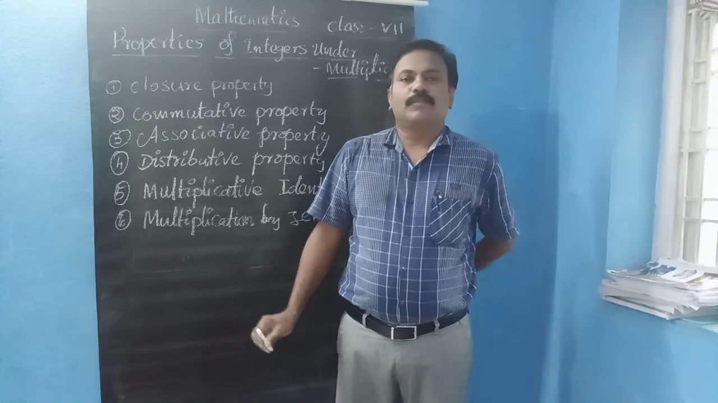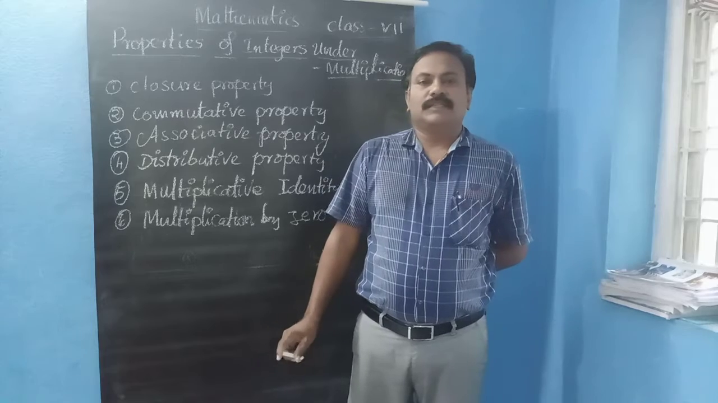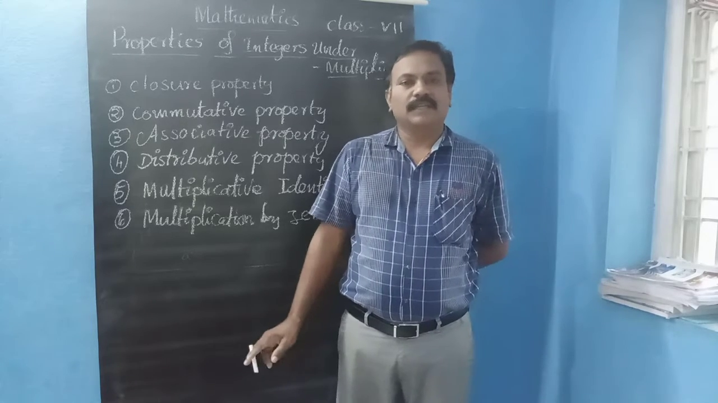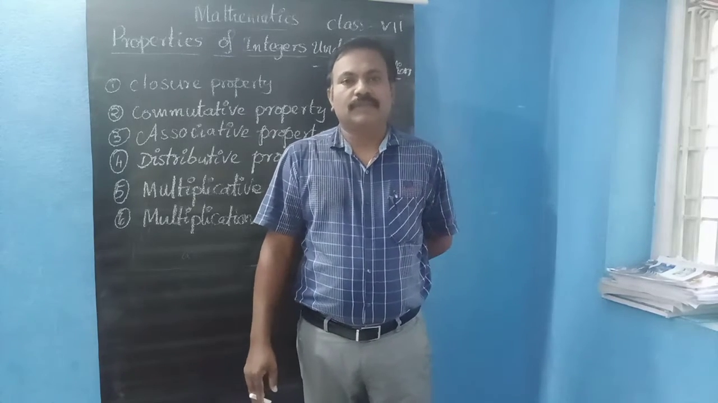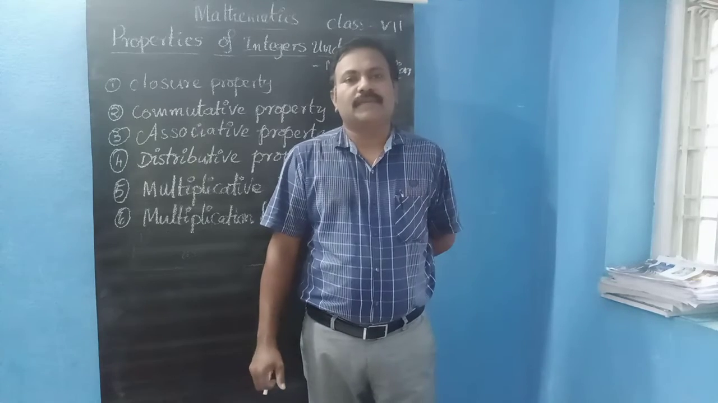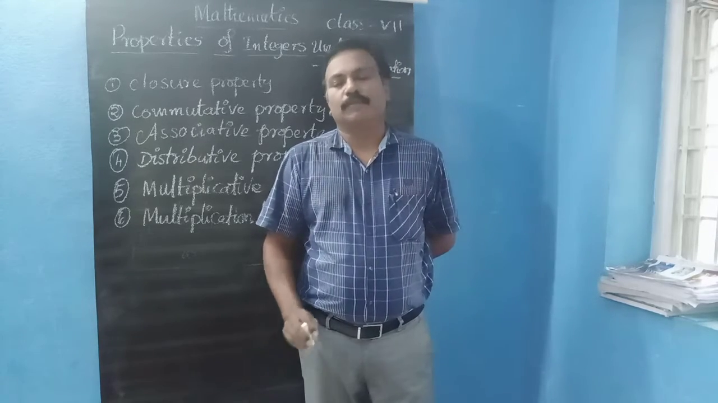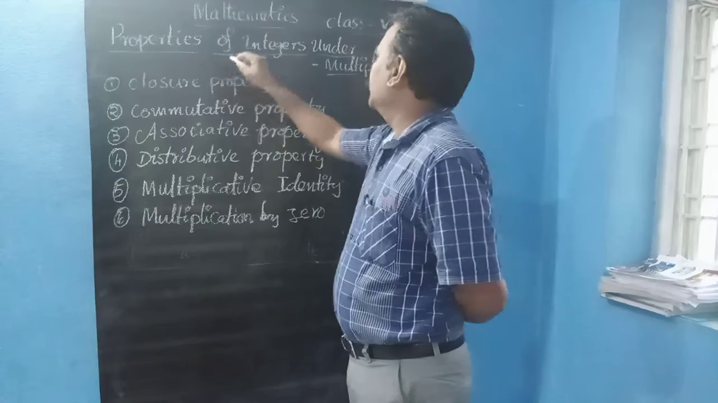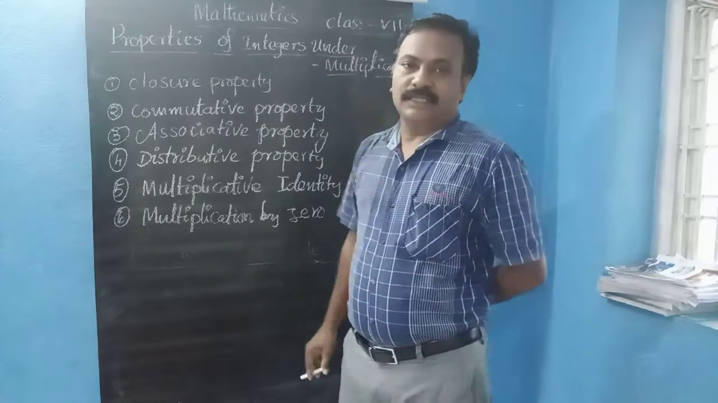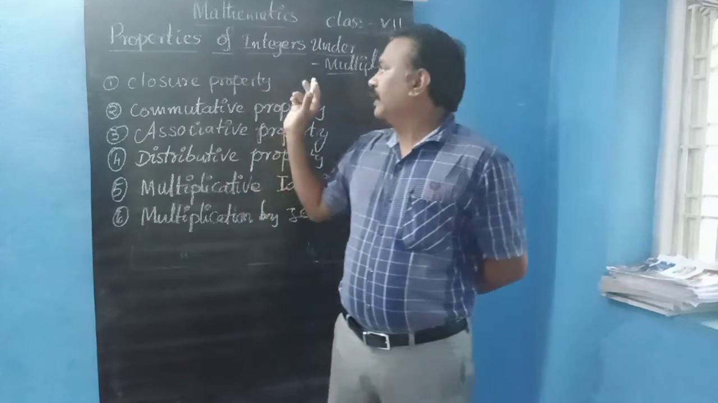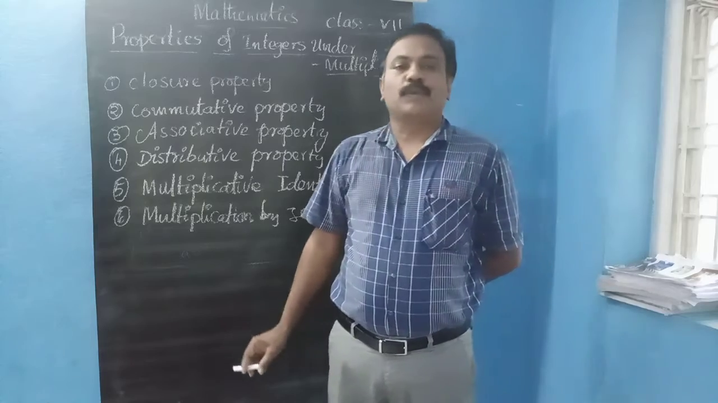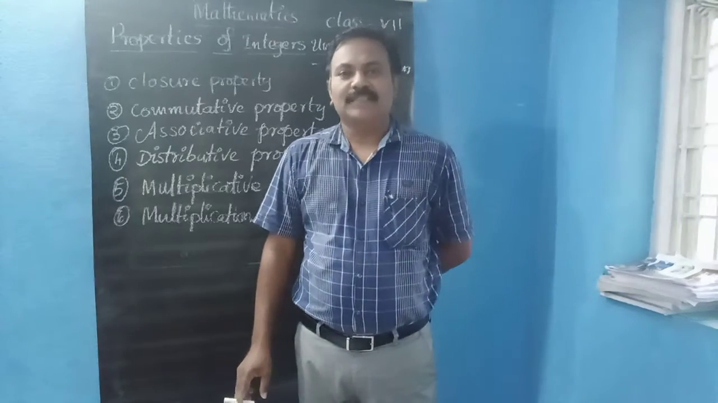Previously we discussed integers and the properties of integers under addition. Today we learn about the properties of integers under multiplication. In multiplication there are 6 properties.